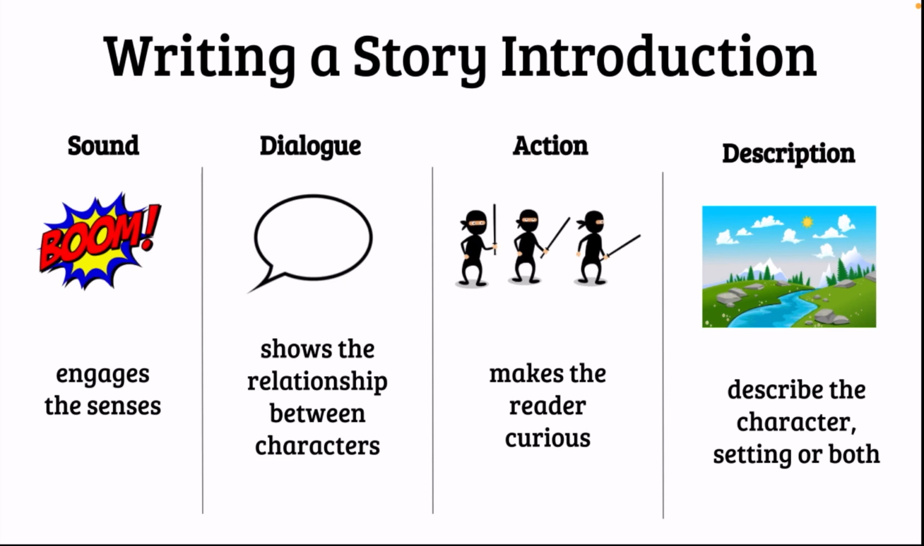The first way of doing it is to start with a sound. This engages the senses. So you might have boom, crash, whack as your first word. You might have some dialogue. You could have 2 characters talking or shouting at each other, and this shows the relationship between some of the main characters right at the start. You could start with an action scene, which makes the reader very curious as to what's happening. You could use some description to describe the character, the setting, or both at the same time.